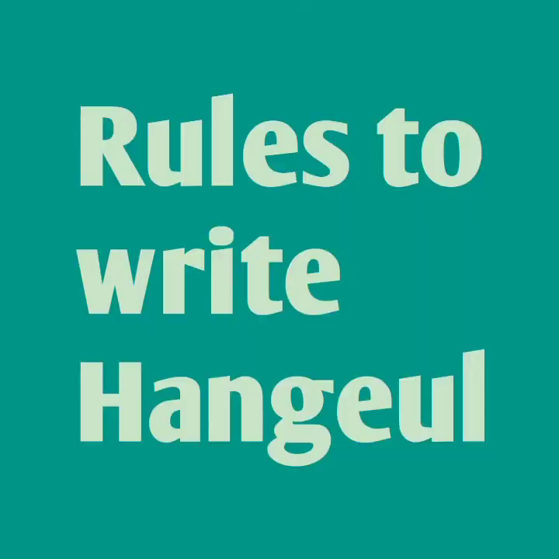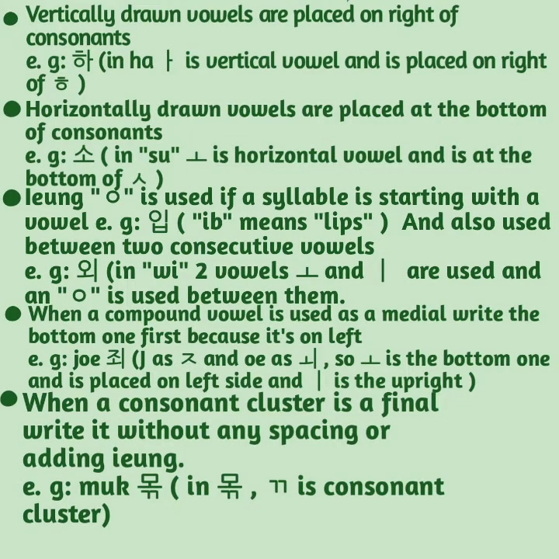These are rules to write Hangul. Just go through these rules and don't memorize them well, because there are some points when these rules are not followed. So let's start the rules. First one, vertically drawn walls are placed on the right of consonants. Vertically drawn walls हमेशा consonant के right पर लिखे जाते हैं.